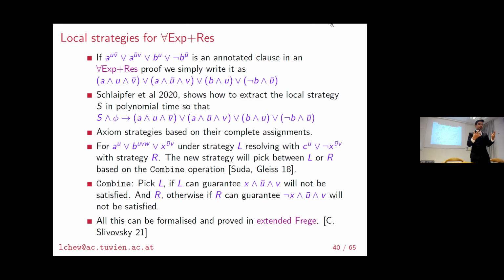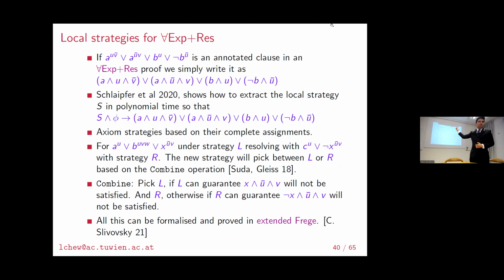So the local strategy extraction result is that every clause in the proof has this particular result. And so what we do when we simulate it is we're proving each of these individual lines inductively in the shape of the proof. So we start with the axioms. And for the axioms, the actual strategies are just going to be the complete assignments.